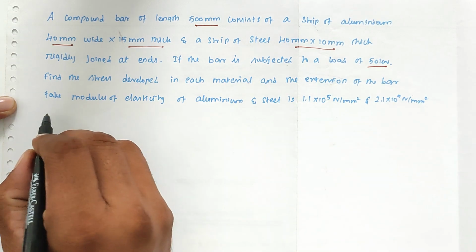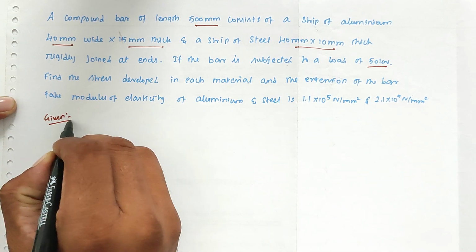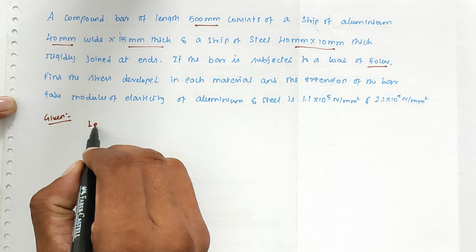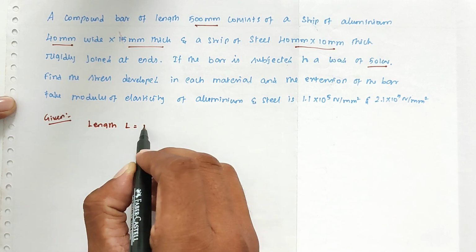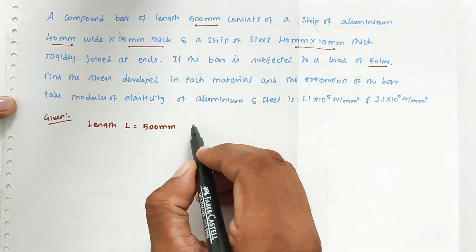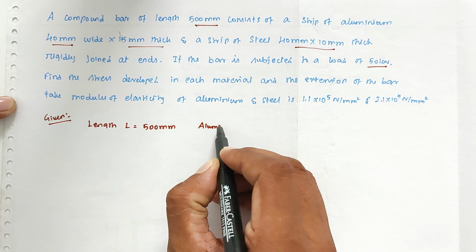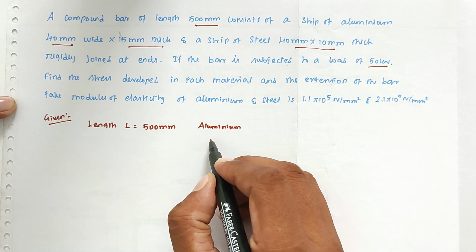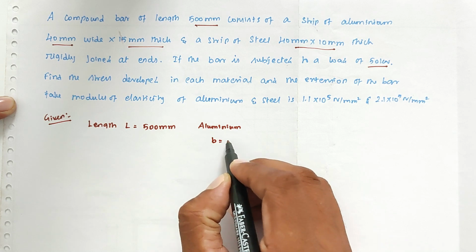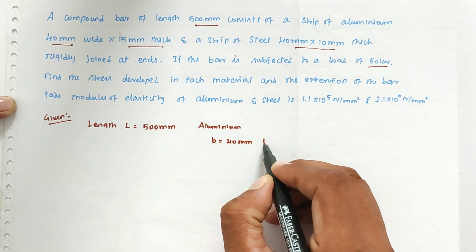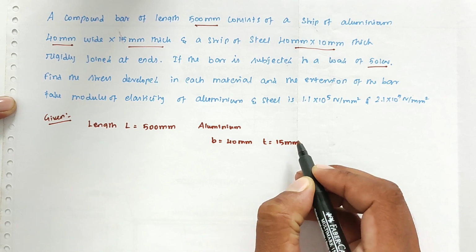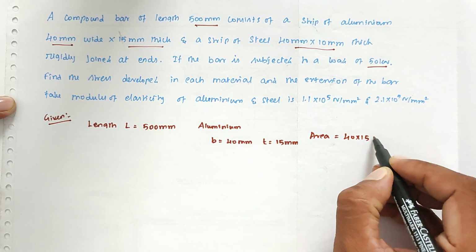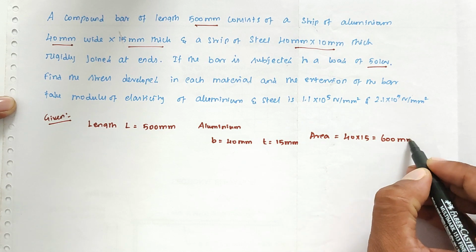Now, we can take the aluminium values. First is length, L equal to 500 mm. Next, for aluminium, width B equal to 40 mm and thickness T equal to 15 mm. So the area of aluminium is 40 × 15, which gives 600 mm square.